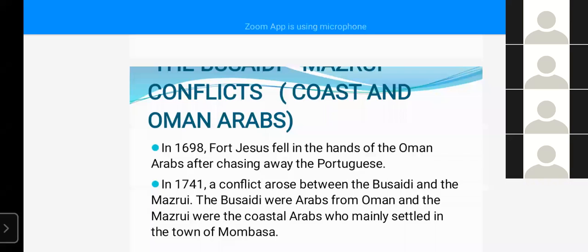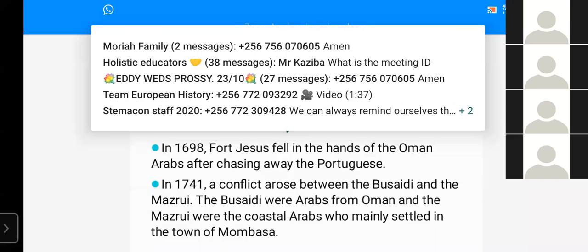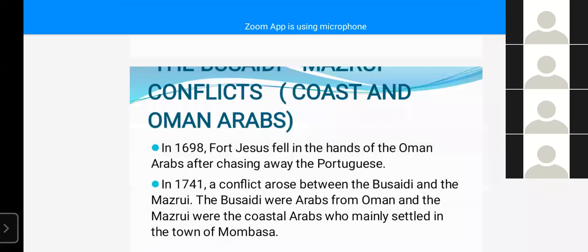Teacher, one of the points you've given us says that Oman Arabs wanted to control the coast to make sure that the Portuguese did not return. For example, in 1778, the Portuguese tried to recapture Fort Jesus, which scared the Oman Arabs. So I wanted to ask, why were the Portuguese easily defeated by these Oman Arabs? Why did the Arabs take the coast back from the Portuguese? Were the Portuguese less efficient in their administration, or did the Oman Arabs have more powerful weapons and fighting tactics than the Portuguese?